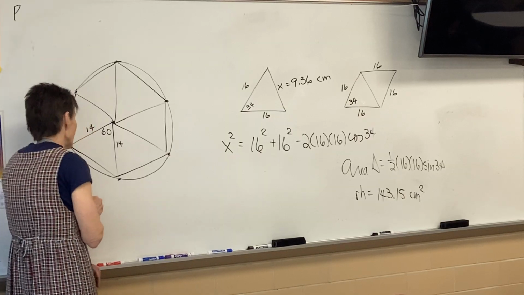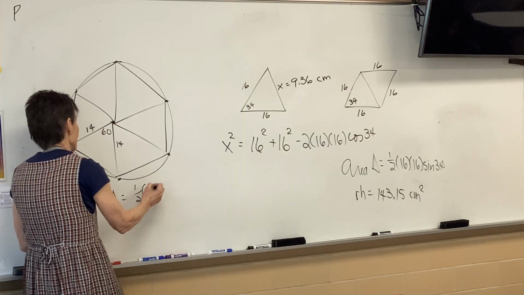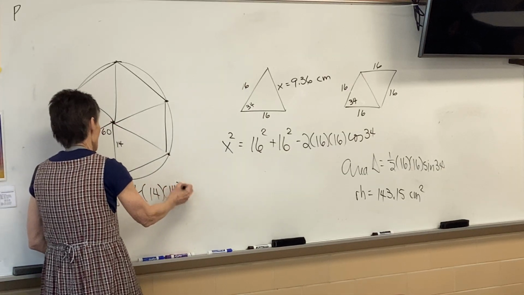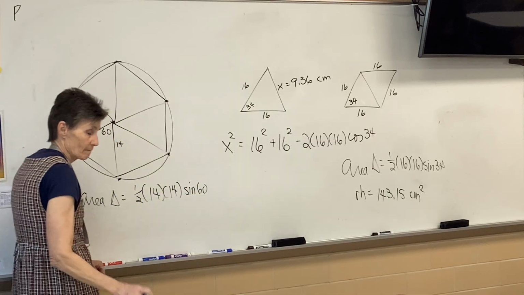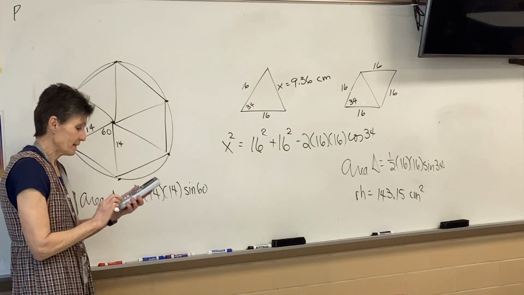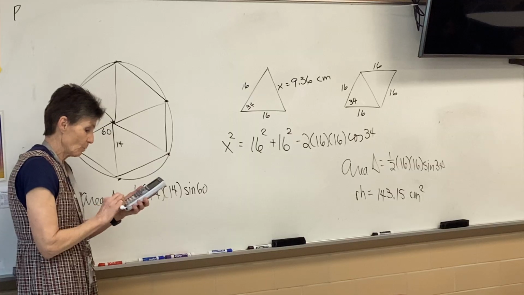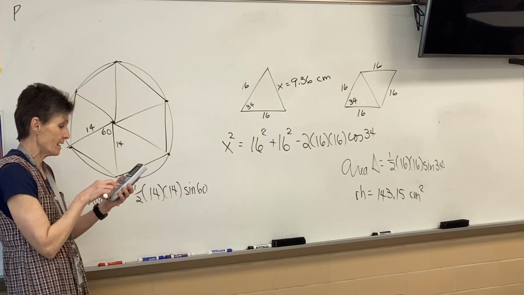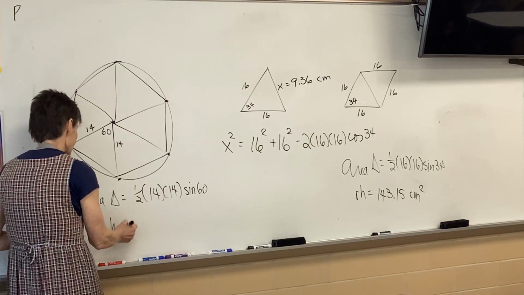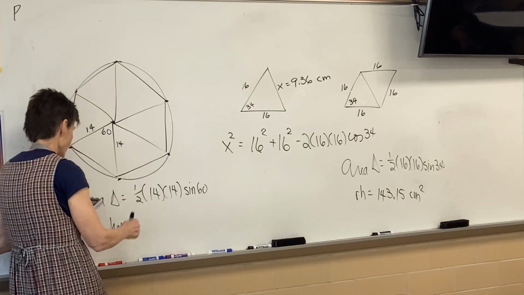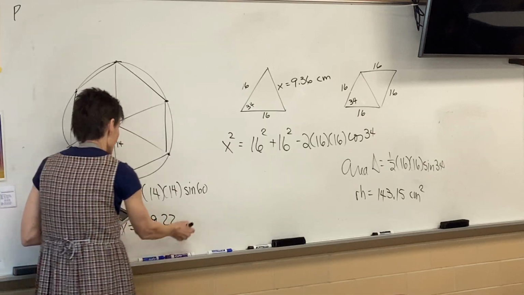Now, can I find the area of my triangle? Yes. 1/2 times 14 times 14 times sine 60. But do not write that down. No one cares what that is. We need to take that answer and multiply by 6. So the area of the hexagon, which is the answer to the question, is 509.22 square inches.